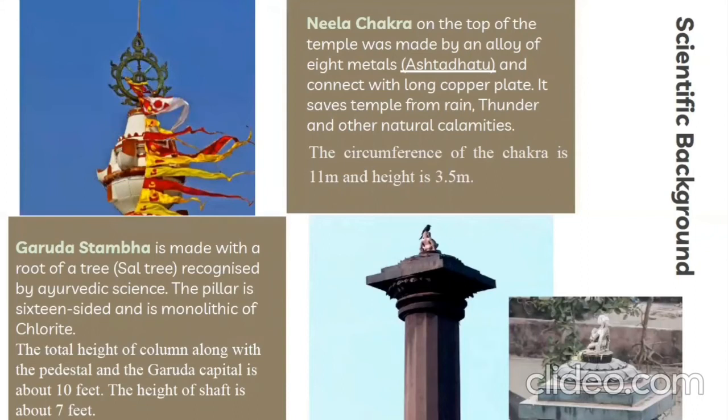The Neel Chakra on the top of the temple was made by an alloy of 8 metals known as Ashtadhatu and connects with a long copper plate. It saves the temple from rain, thunder and other natural calamities, as it is believed. The second is Garud Stambh, which is made with the root of a tree recognized by Ayurvedic science. The pillar is 16-sided and a monolith of chlorite.